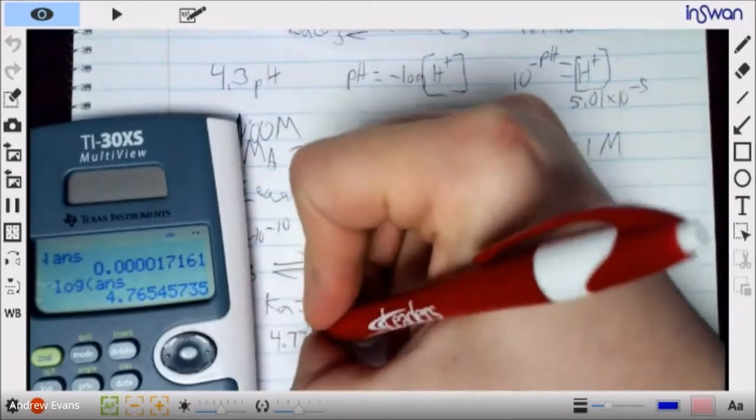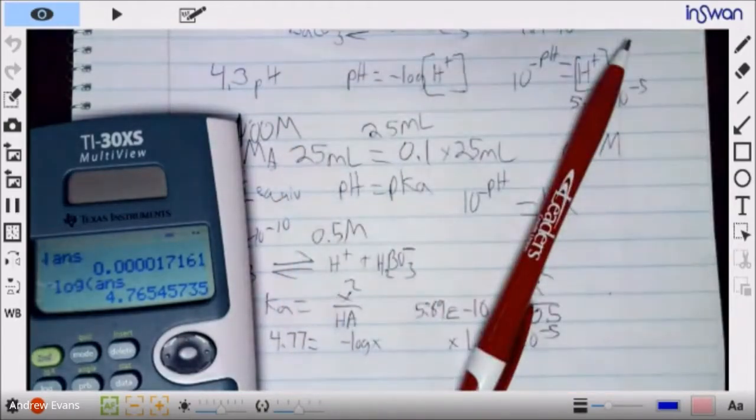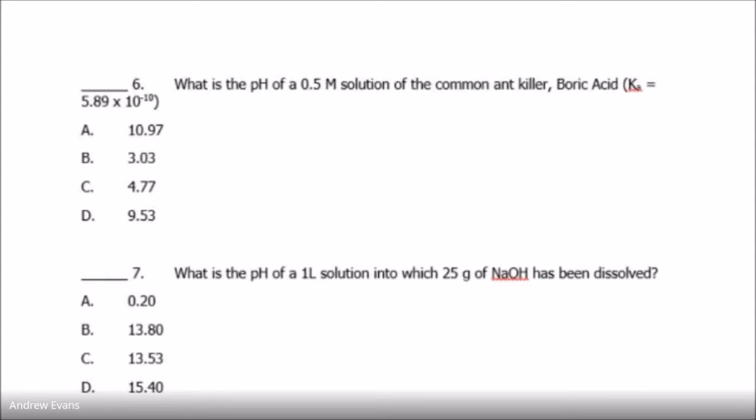0.7, well, let's say 4.77. pH of 4.77. Answer is C. What is the pH of a 1 liter solution to which 25 grams of sodium hydroxide has been dissolved?